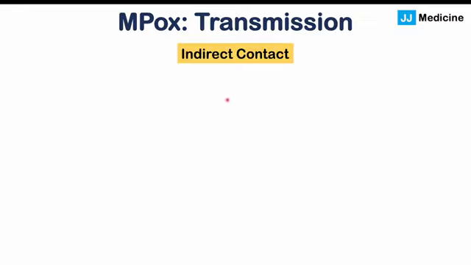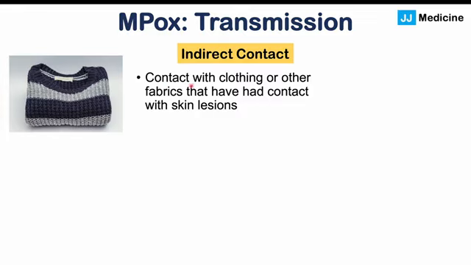Another way this can be transmitted is through indirect contact. Indirect contact is contact with clothing or other fabrics that have had contact with the skin lesions or other bodily fluids. Another one would be fomites, which would be furniture, for instance. If there are bodily fluids, or if there's been contact with the fluid from skin lesions, these can all be ways that transmission can occur. And then another method of spread is through vertical transmission.